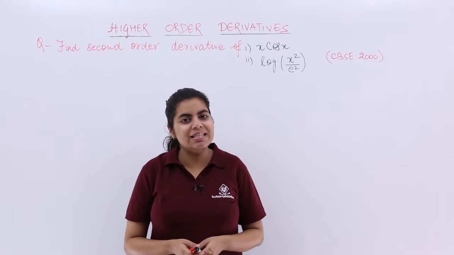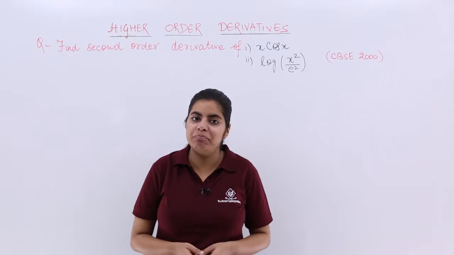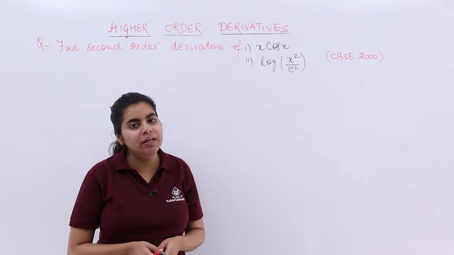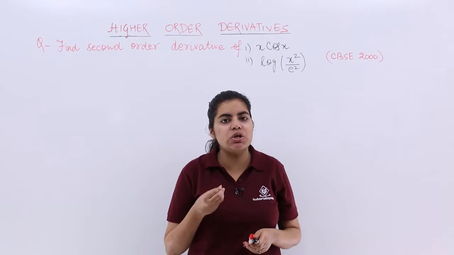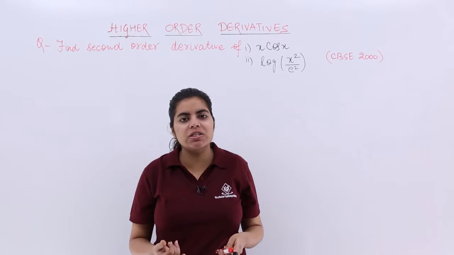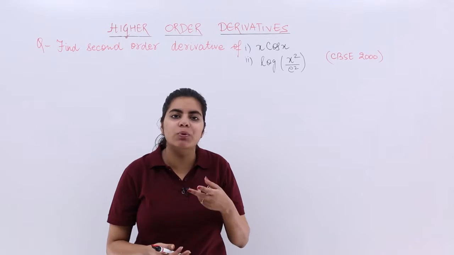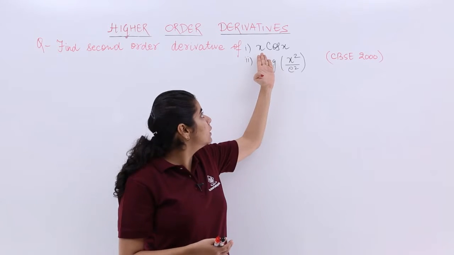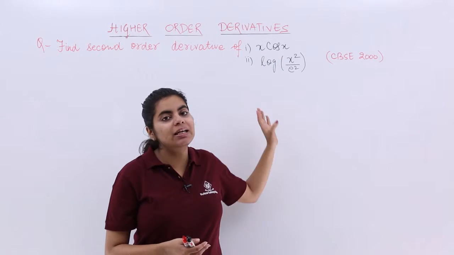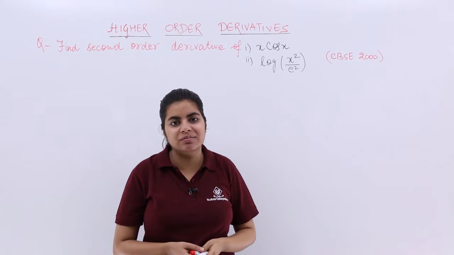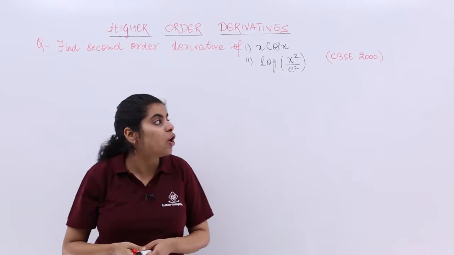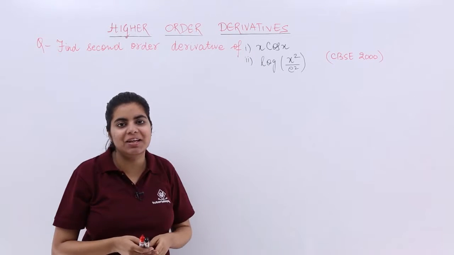In this video, let's see the first numerical problem based on the concept of higher order derivatives. We already know the notations of higher order derivatives. We are just going to see the first numerical problem, which consists of two problems. One is based on the product of x and cos x, the other is based on the logarithmic function. The question says, find the second order derivative of the first part and the second part.